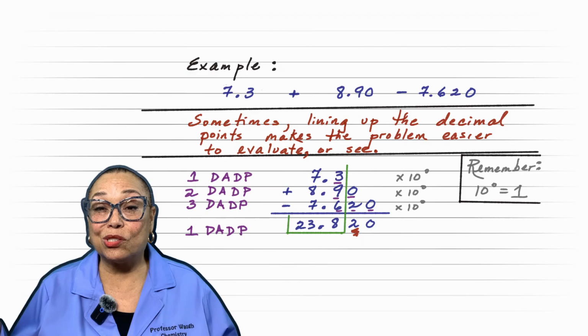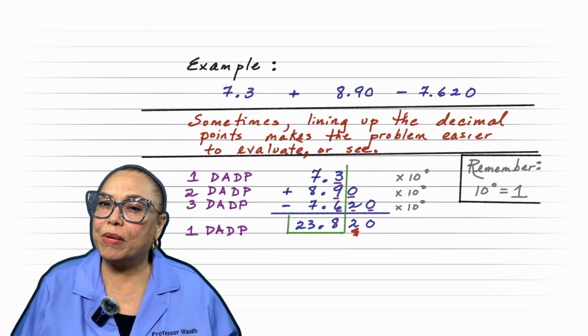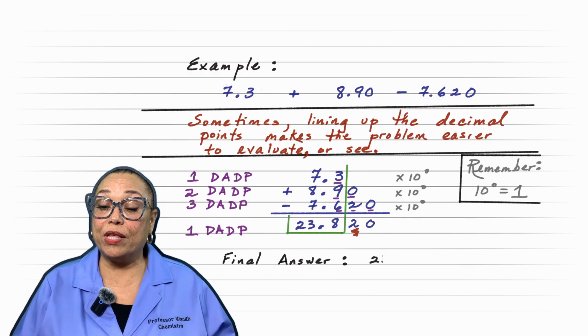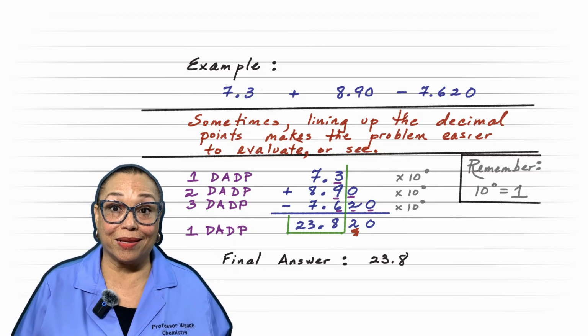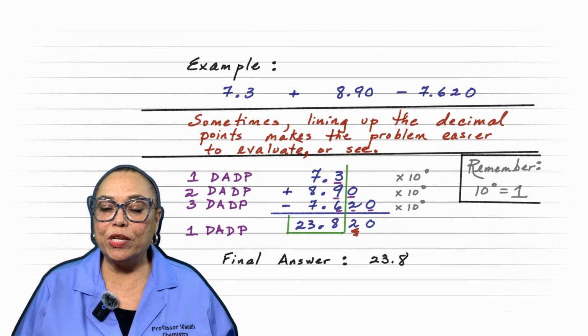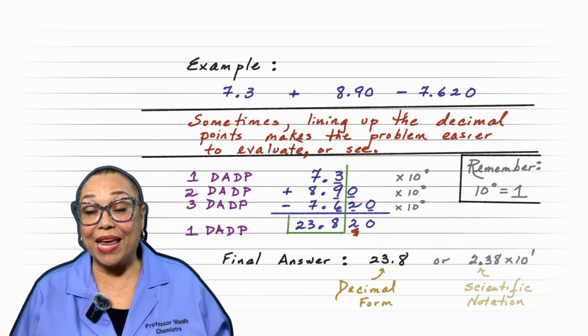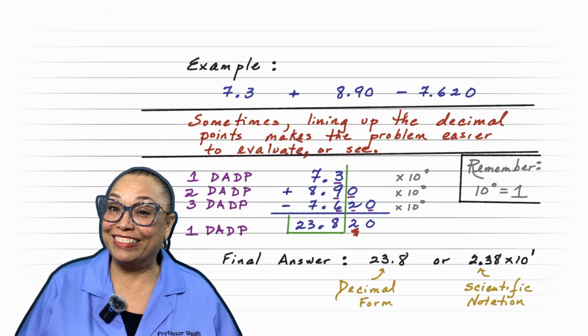Outside the box is a 2 and a 0. So that means that 2 says I don't have to mess with that 8. Leave it alone. So the final answer is 23.8. Remember, everything in front of the decimal point is significant. So it's 23.8 in decimal form or 2.38 times 10 to the 1 in scientific notation.